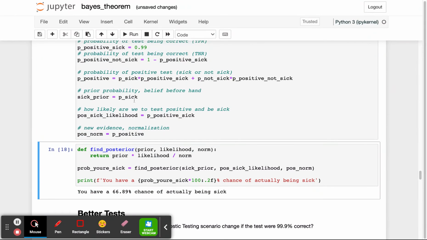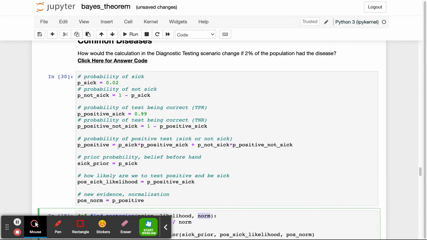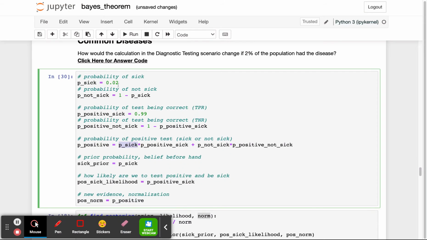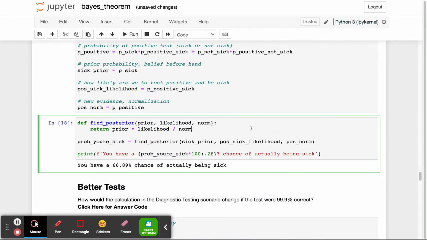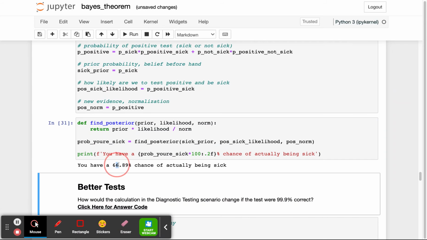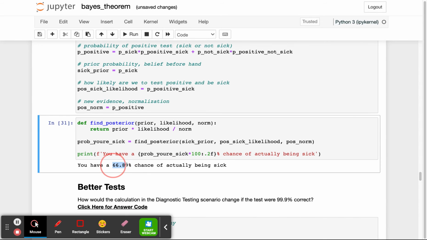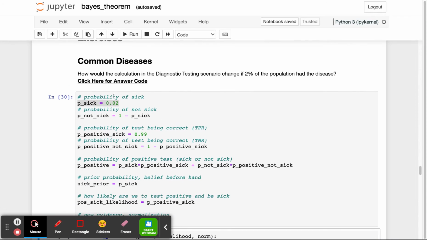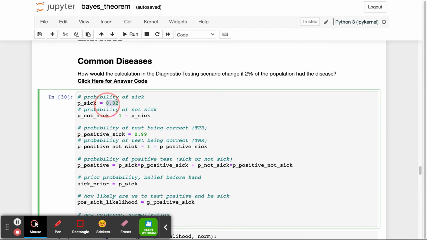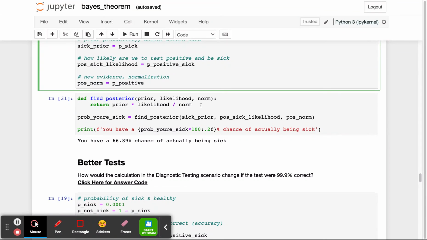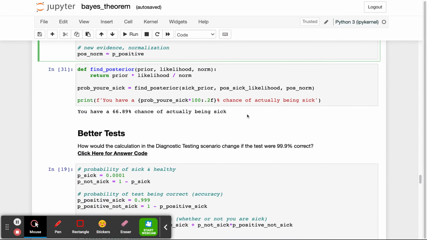We can run that, substitute that into our function, our new priors, the same likelihood and the same normalization. Well, the normalization changes because we have a new probability of being sick. So we put all that into the equation and we get our new probability of being sick if we test positive, because the probability went from 0.0001 to 0.02. So quite a change in the prevalence of the disease.